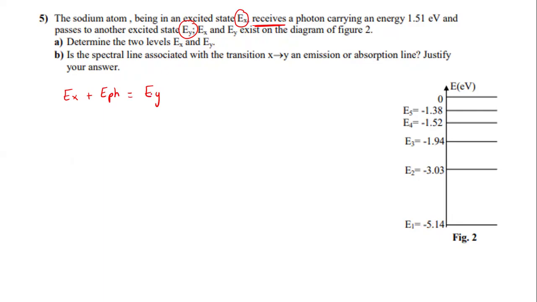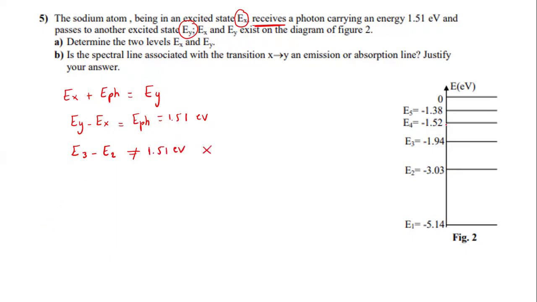Now in order to find EX and EY, we know that the photon is this much. So EY minus EX, this is the final state, this is the initial state, will give us E of the photon, which is 1.51 electron volt. Let's see which one gives us 1.51 electron volt. Surely it has to go from an excited level to an excited level. Now if I do E3 minus E2, the answer will not be 1.51 electron volt. So this is not true.